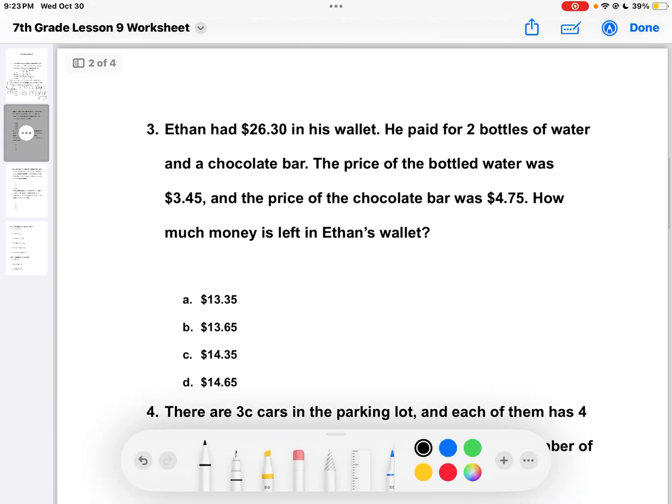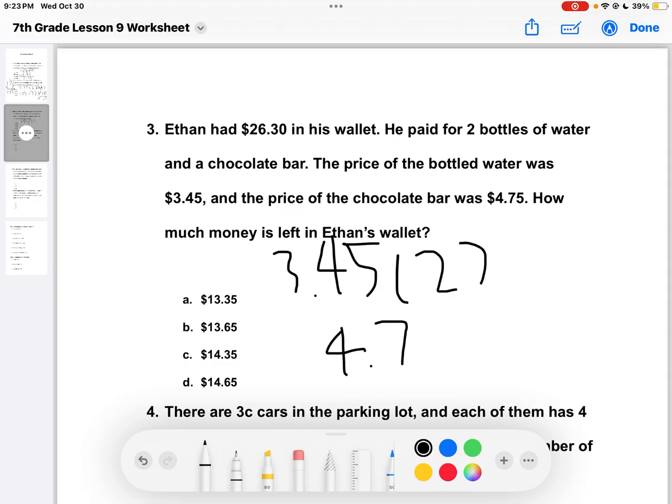Number 3, Ethan had $26.30 in his wallet. He paid for 2 bottles of water and a chocolate bar. The price of the bottle of water was $3.45, and the price of the chocolate bar was $4.75. How much money is left in Ethan's wallet? So he paid $3.45 for each bottle of water, and he bought 2. And you bought 1 chocolate bar for $4.75.